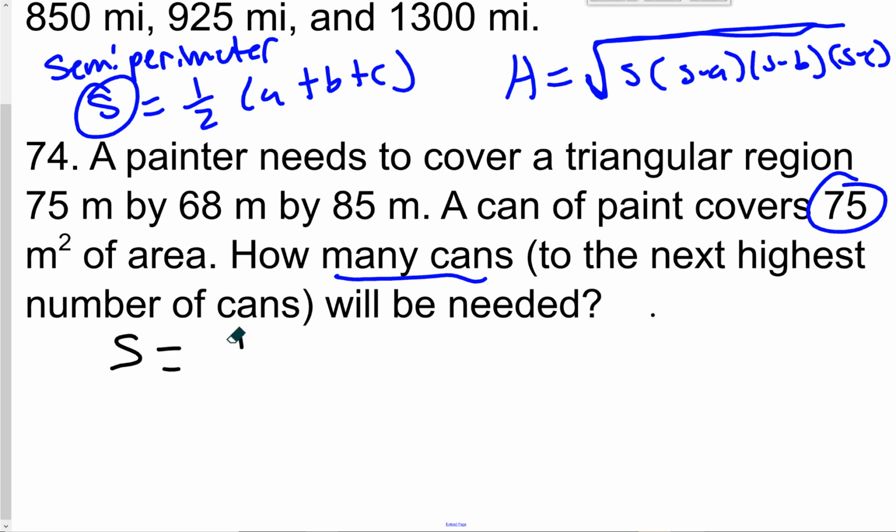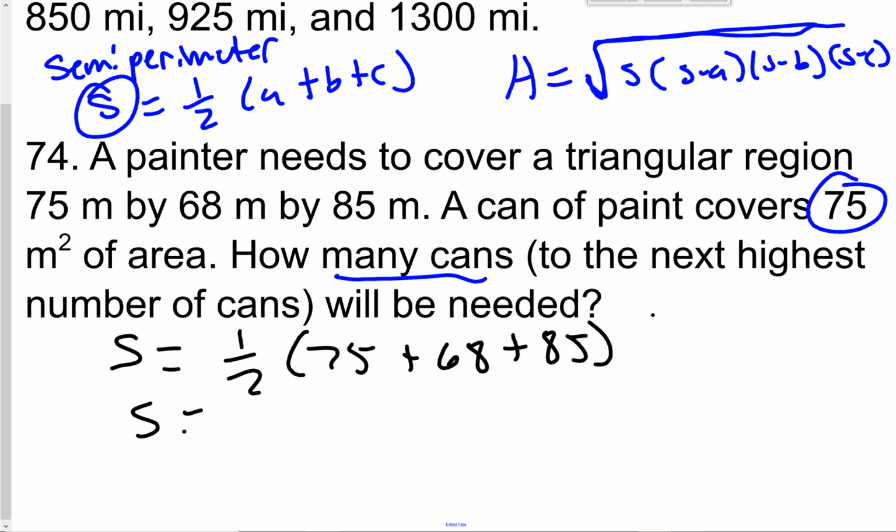So we're given S first, and that's 1/2 adding A, B, and C, right? So that's going to be adding 75 plus 68 plus 85. Okay, and then taking half of that. Okay, so I'm going to add those 3 and take half of that, and we'll get that answer. Okay, so we get S is 114. Okay, now we can apply our area formula.